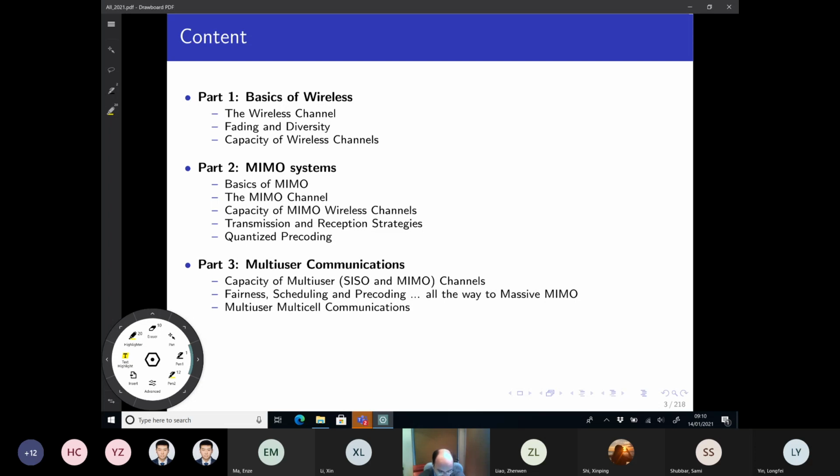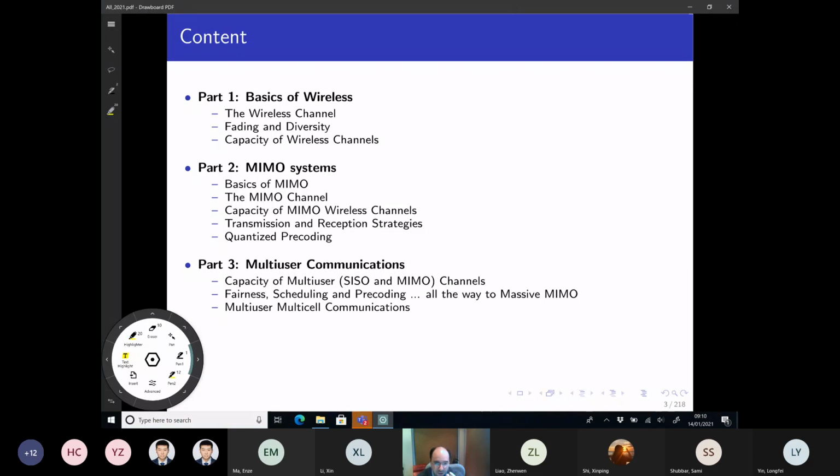And then we're going to look at multi-user communications. Here we're going to have multiple transmitters or multiple receivers. For instance, you can have one transmitter with multiple receivers, multiple transmitters and one receiver, or multiple transmitters and multiple receivers. What we're going to look at there is the capacity of multi-user channels. So what are the fundamental limits when you have multi-user communication? We're going to look at this when we have single antenna nodes at the transmitters and the receiver, and when we have multi-antenna nodes.